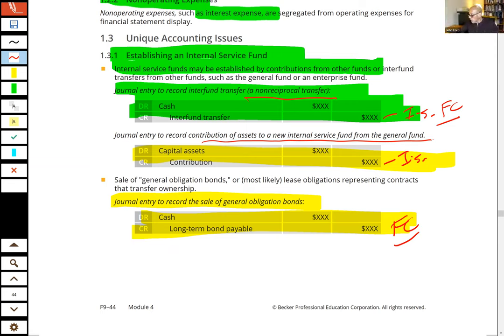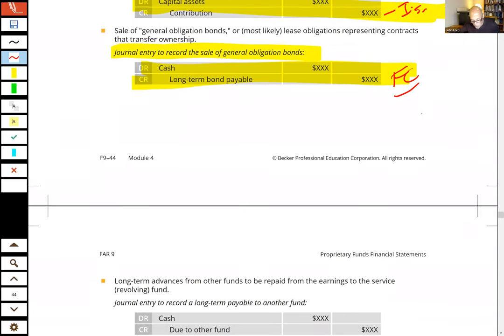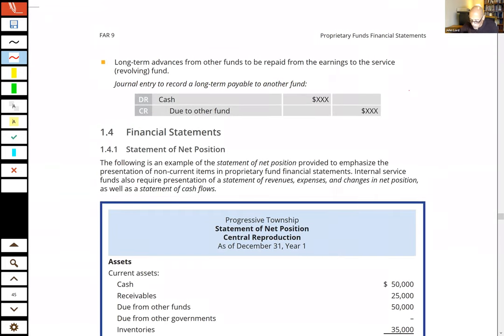Okay, good. And if they're borrowing money from one of the other funds, then they're going to debit cash and credit due to the other fund. Again, when one fund is lending money or has a liability from another fund, they don't credit accounts payable, they credit due to. So we've got due from, due to. Remember those phrases.